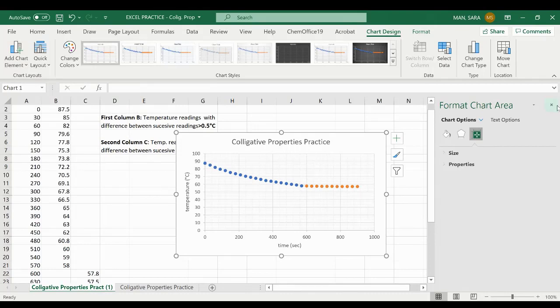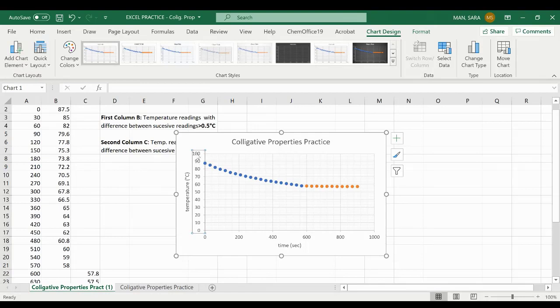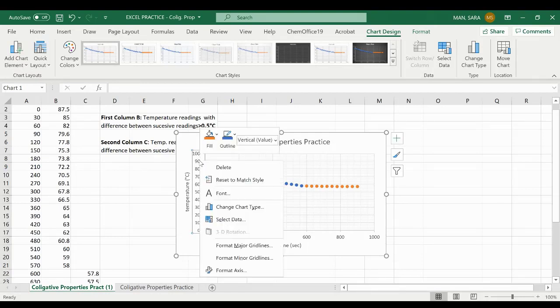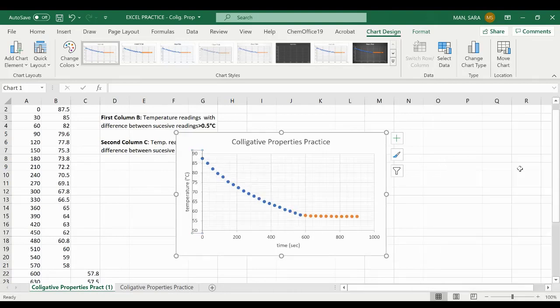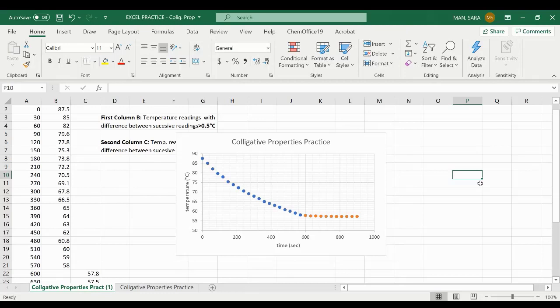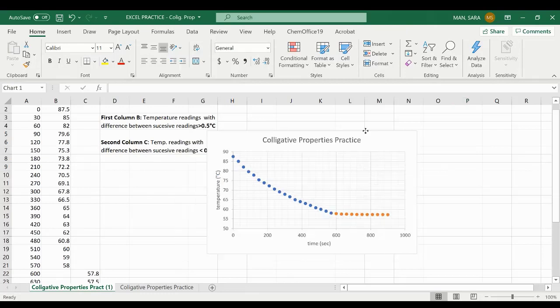And now what I want is basically to format the axis. So what I want is the minimum temperature, instead of being 0, to be 50. And now I have a better graph. I'm just showing you that.